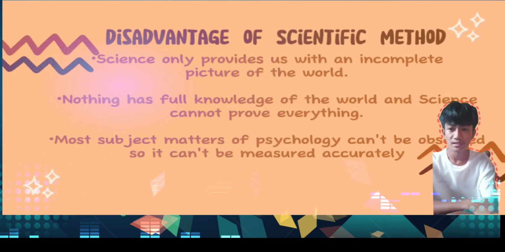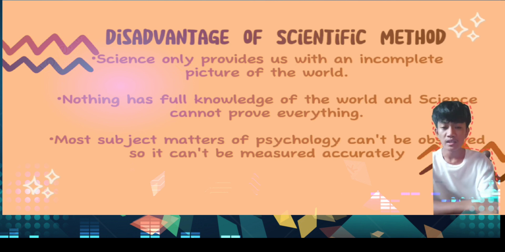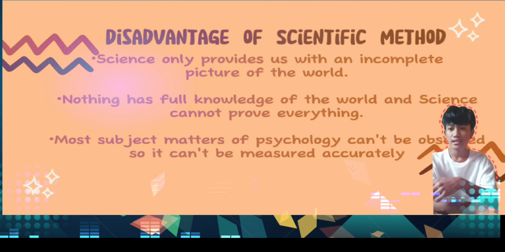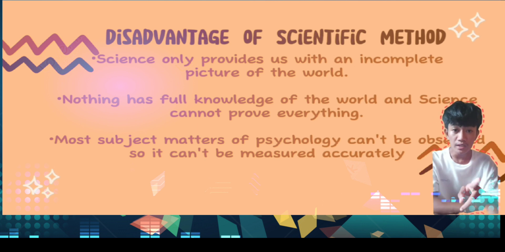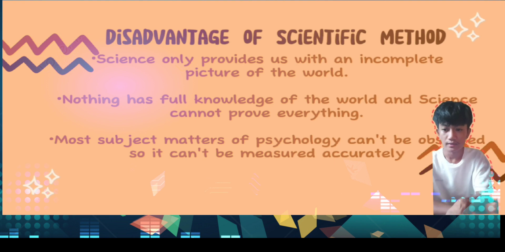Now, let's tackle the disadvantages of scientific method. First, science only provides us with an incomplete picture of the world. Nothing has full knowledge of the world and science cannot prove everything. And lastly, the subject matter of psychology cannot be observed so it can't be measured accurately.